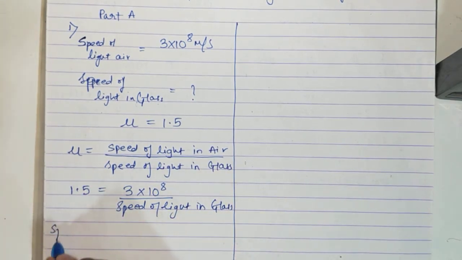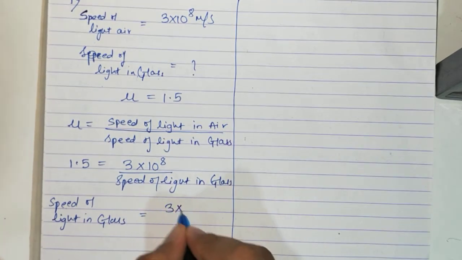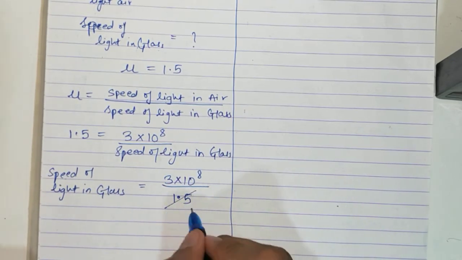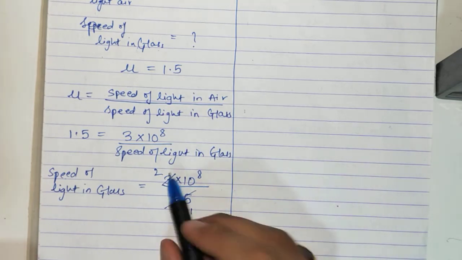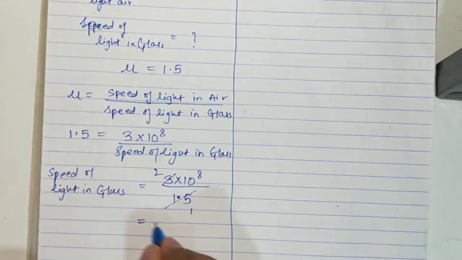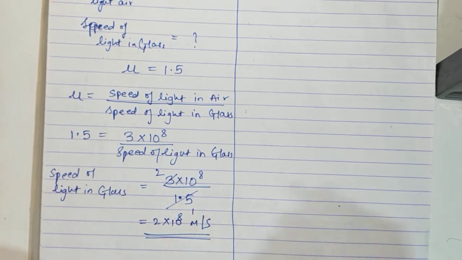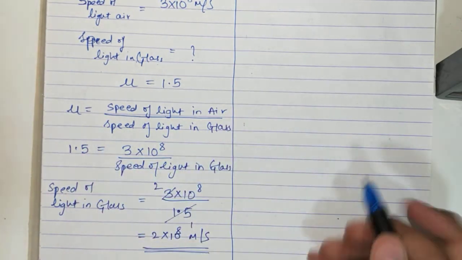Okay, so the speed of light in glass equals 3 into 10 raised to 8 upon 1.5. If you cancel 1.5, ones are 1.5, twos are 3, so 2 into 10 raised to 8 meters per second. This is your answer. Very simple sum, based on this formula.